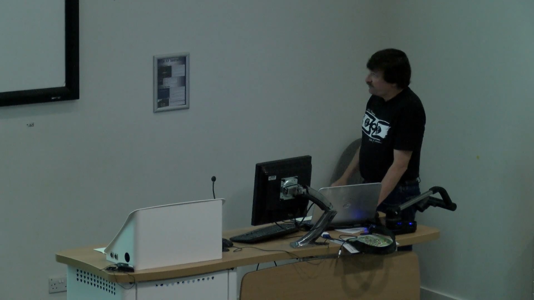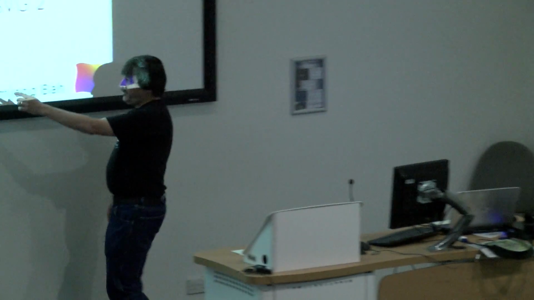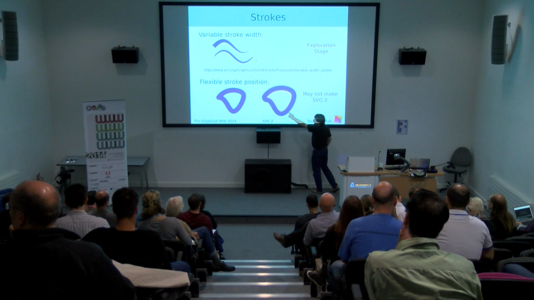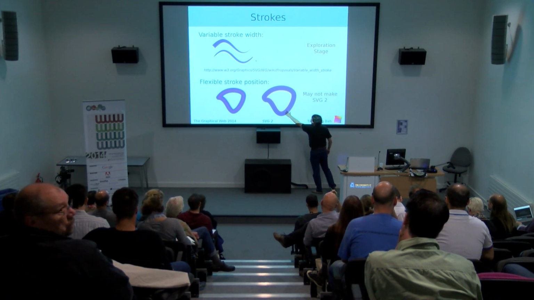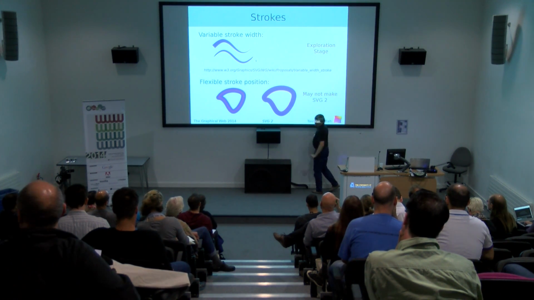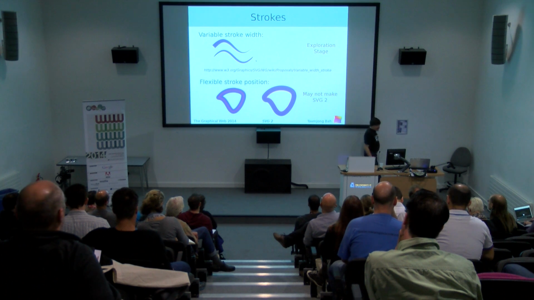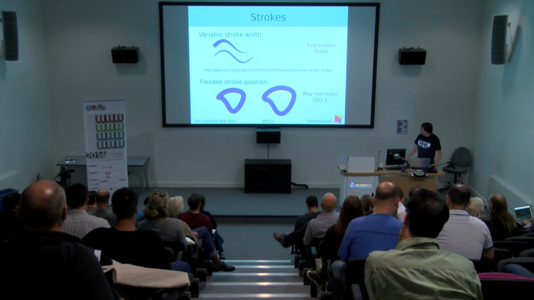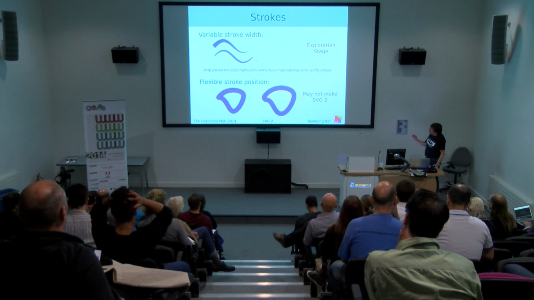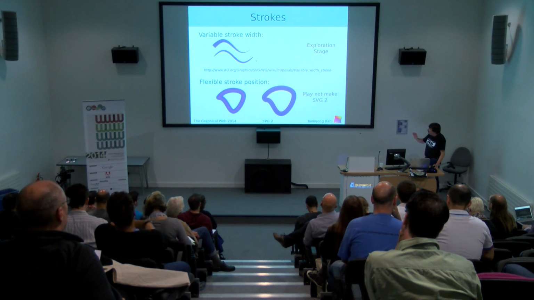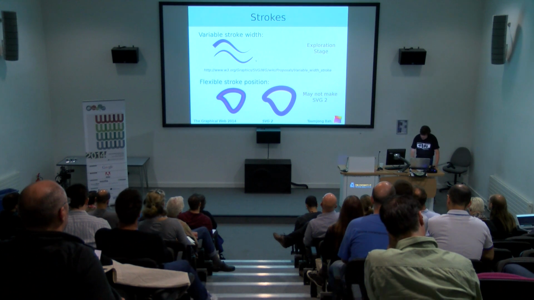Something that I didn't think was going to make it into SVG 2 until this last week is flexible stroke position. You choose where you position the stroke. Is it 50-50, inside and outside the line? Or is it all outside, or maybe 90% outside? There's a lot of interest in this, and if we can find an easy algorithm for doing this, that might make it into SVG 2, but no promises.